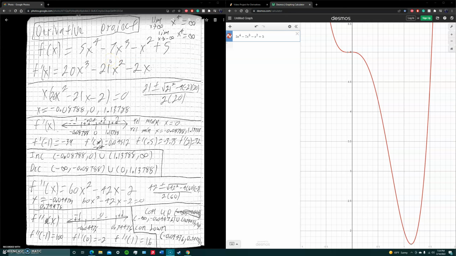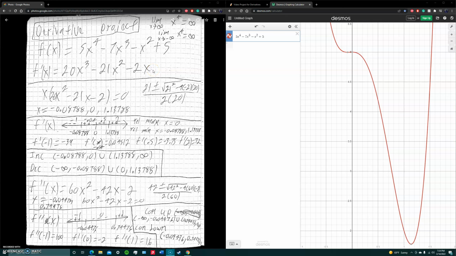The polynomial that I chose for my derivative project is 5x to the fourth power minus 7x to the third power minus x squared plus 5. I found the first derivative to be 20x to the third power minus 21x to the second power minus 2x.